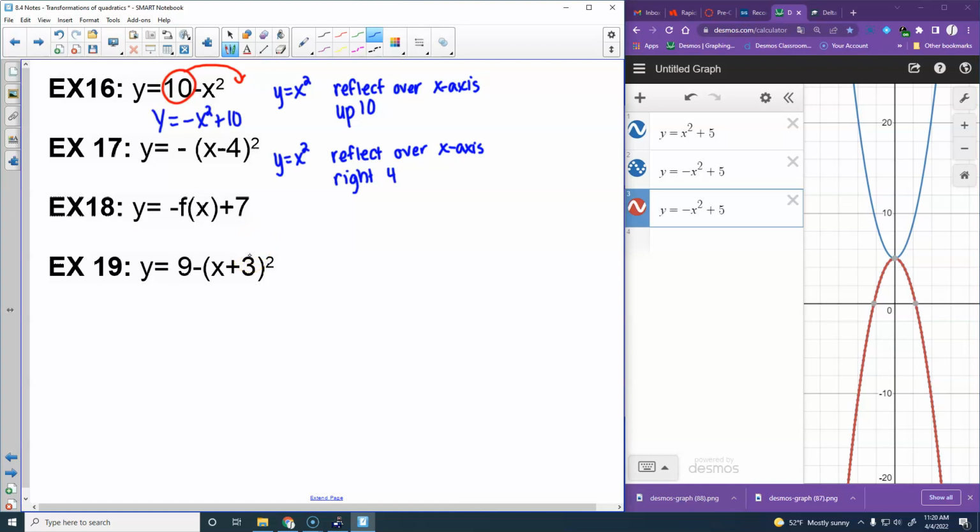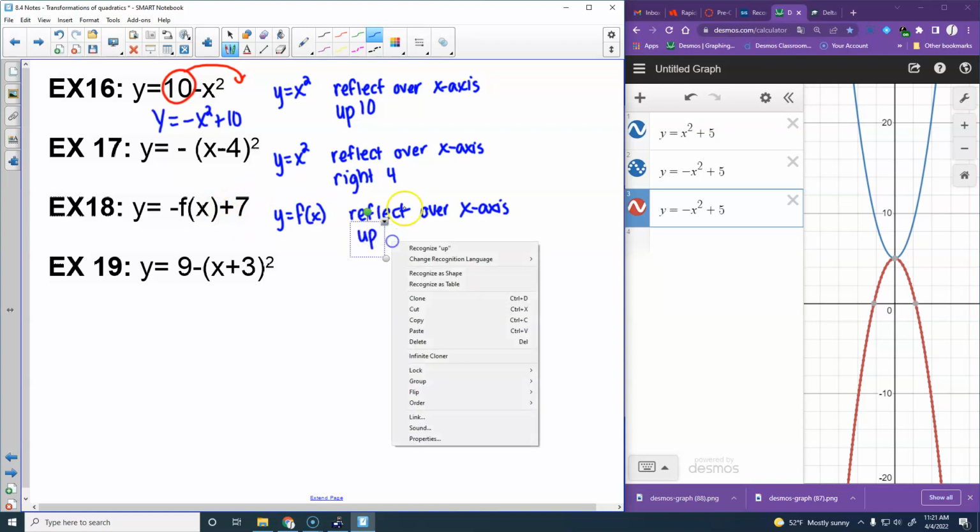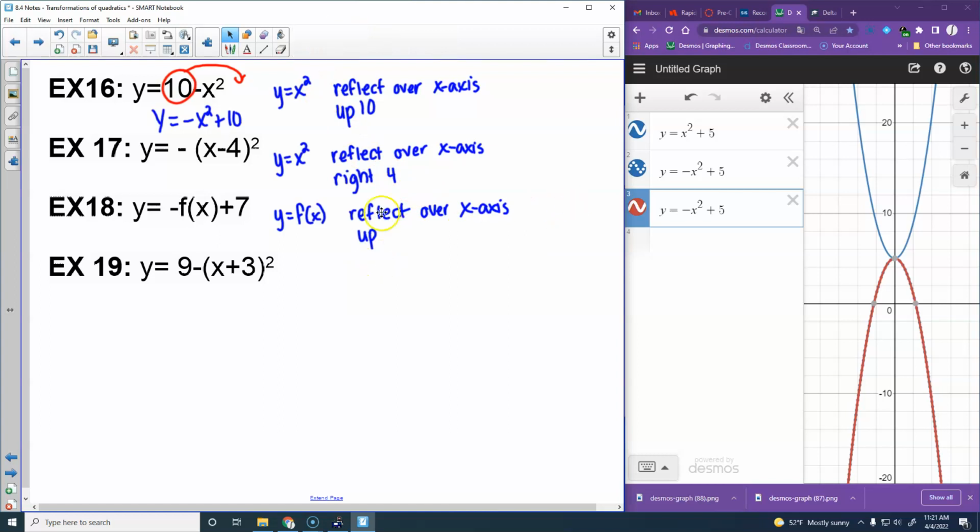All right. Okay, Caroline, what about number 18? This time we're dealing with just y equals f of x. We got some mystery function here that we're calling f of x. So what will that negative right there do to the graph of f of x? It'll make it upside down, which is going to be reflect over the x-axis. And then what's the plus 7 going to do, Caroline? It's not left. It's not inside of the parentheses. It's over here on the end, so it's going to go up 7. If it was inside of the parentheses, it would be left 7. But it is not.